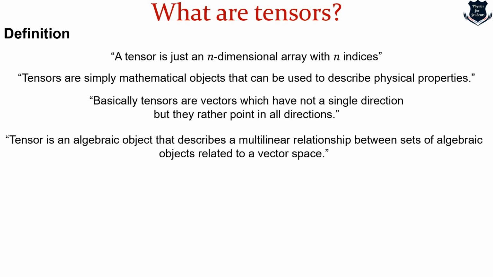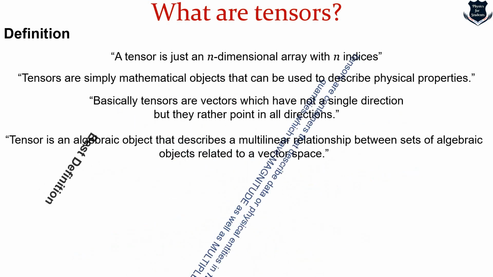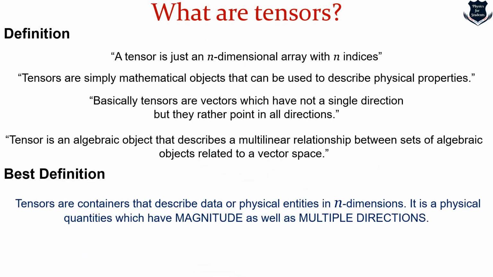Now why am I saying all those definitions? Because these are all the same. In future, when you come across this type of definition, you will not be taken aback or feel confused. However, the best definition comes here. We can call tensors containers. That means it is a kind of object which contains what?